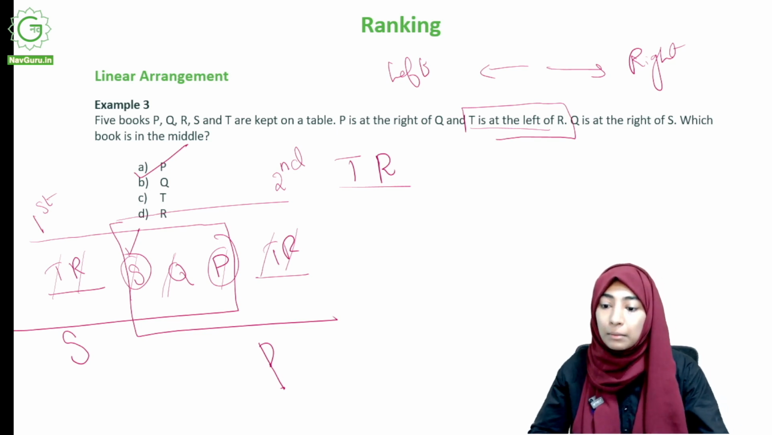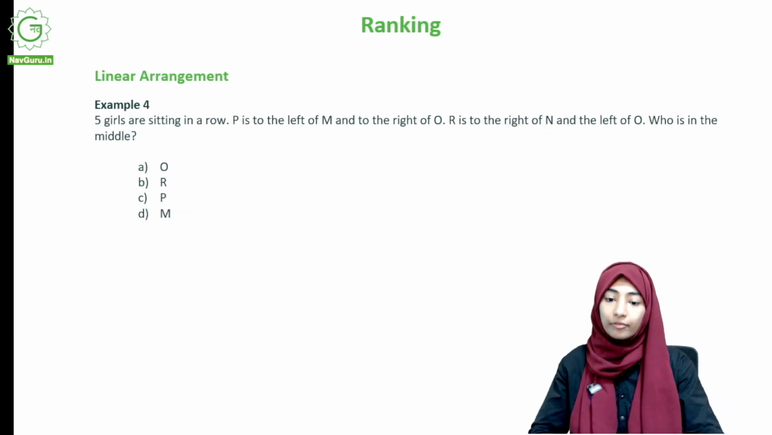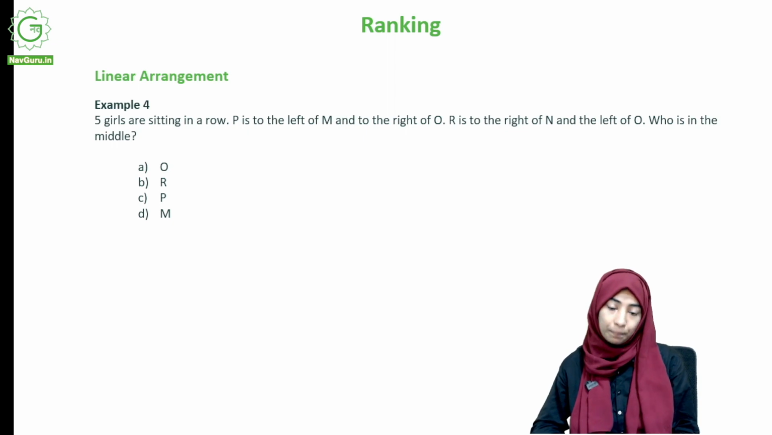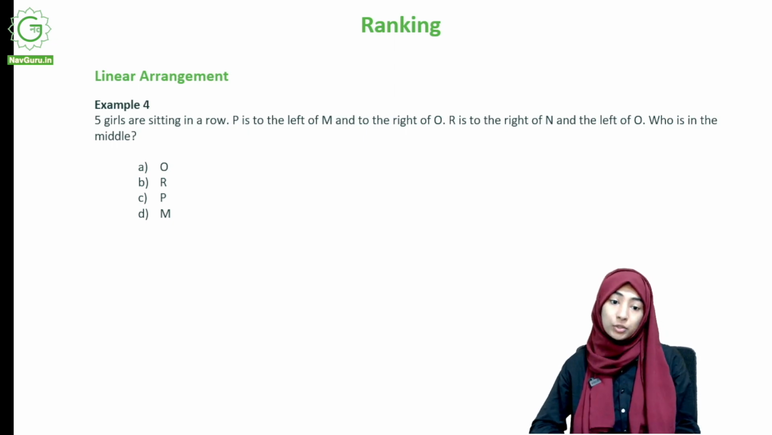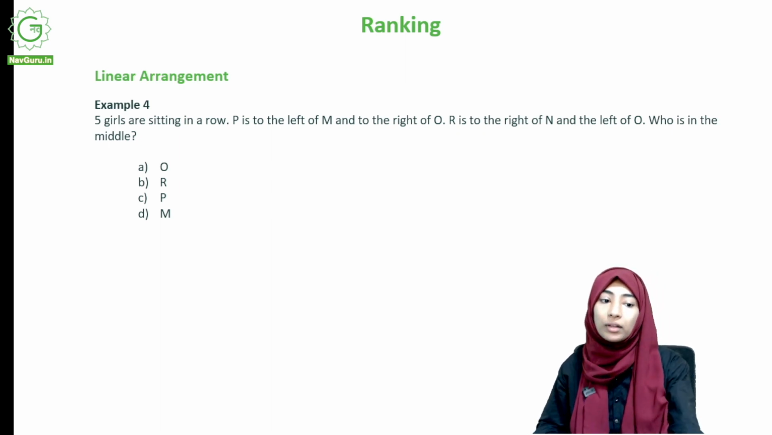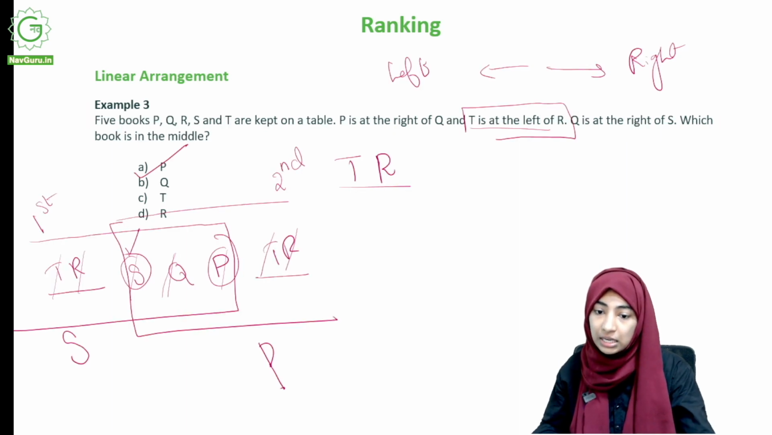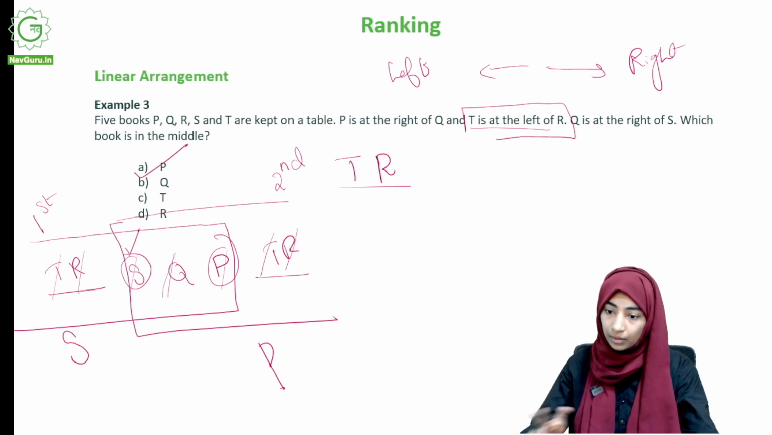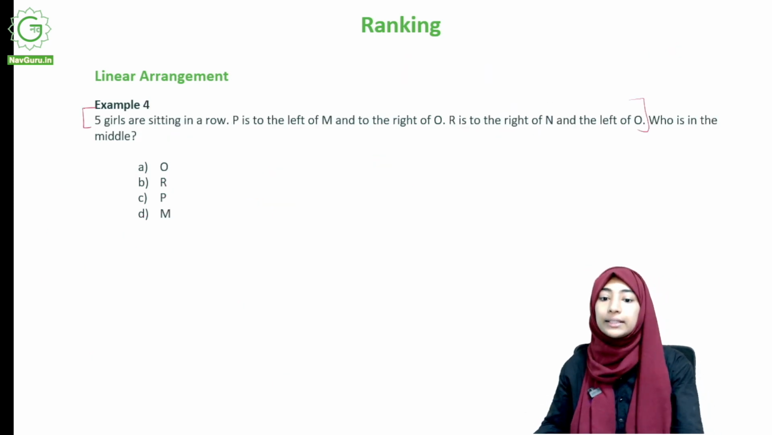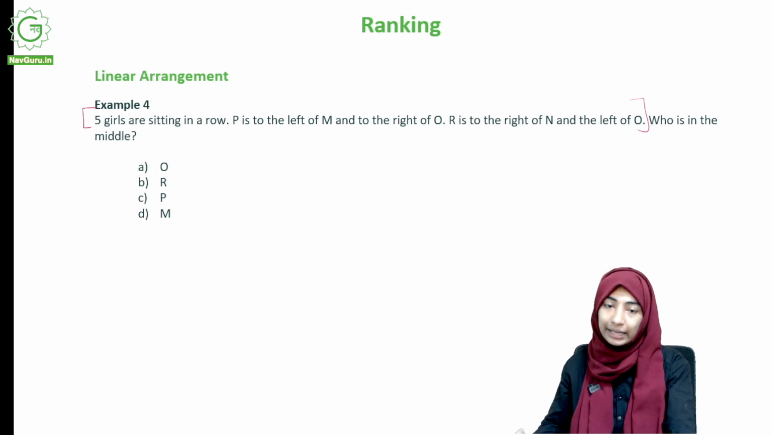Okay. Moving on. 5 girls are sitting in a row. P is to the left of M and to the right of O. R is to the right of N and the left of O. Who is in the middle? Okay, whatever is given up until this, I'll give you some time. Try drawing the figure like we did for this case. The notations in the figure that we drew. Try drawing the figure for this and let me know if you get it.